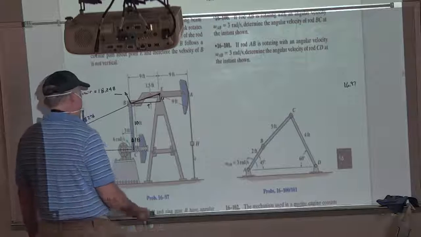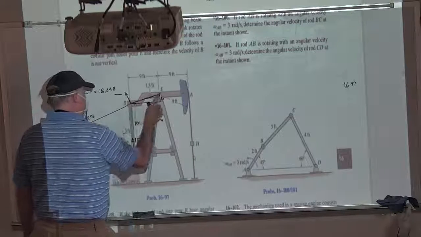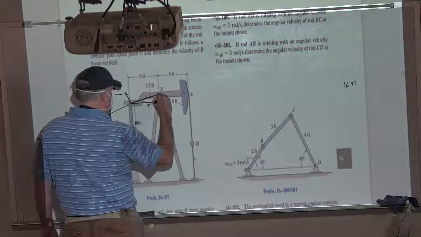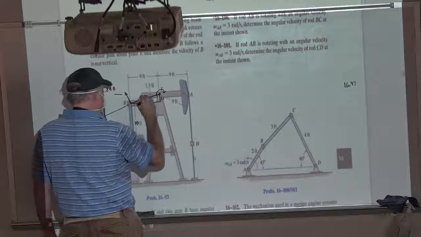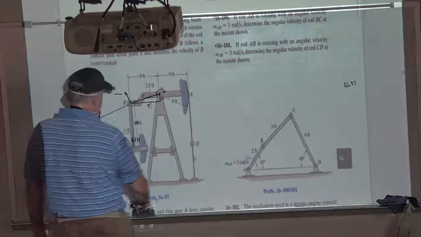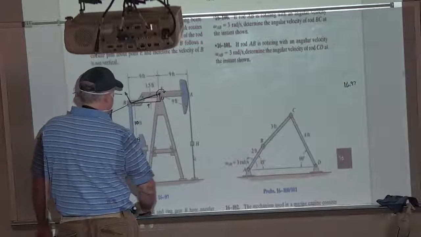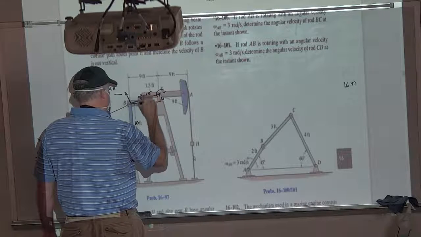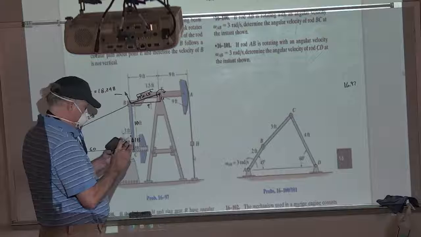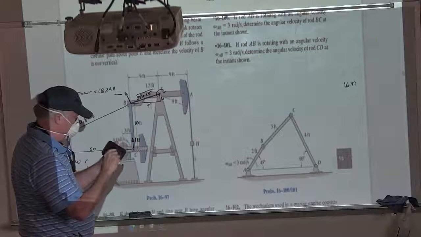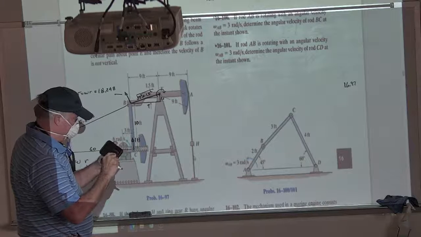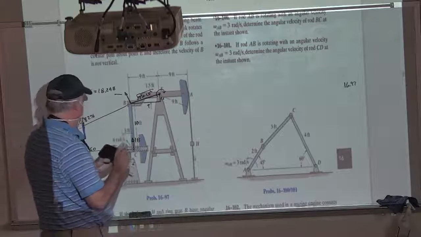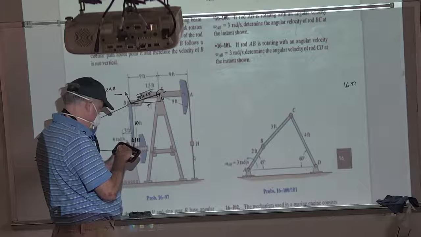Here's the deal. I know this is the instant center of this length because it's pinned right there. So I know this thing is rotating like that. Now I need to know this distance. Well, that distance is 9 squared plus 1.5 squared, square root. I'm having trouble finding the square. Oh, can't you believe that?